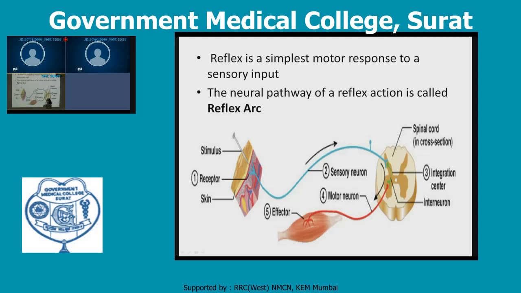And for this reflex activity, the pathway which is required is known as the reflex arc. From here you can see the components of the reflex arc. First is the receptor, and then this is the afferent nerve. This is the central processing area. Then this is the efferent limb, and then this is the effector. So the components of the reflex arc are receptor, afferent limb, central processing area, efferent limb, and the effector.